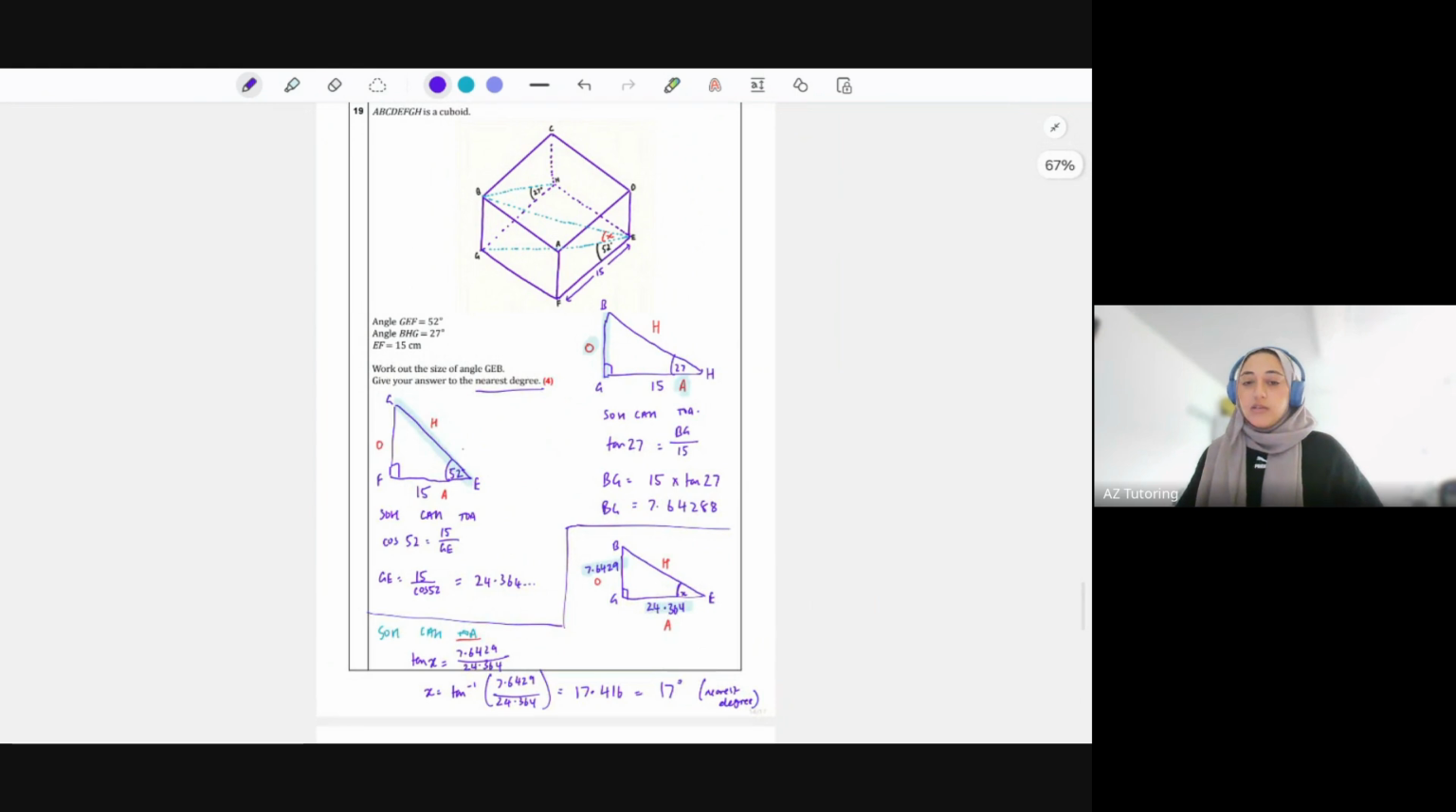Okay, so that's question 19 for 4 marks. That's 3D trigonometry. Let's move over to question 20.